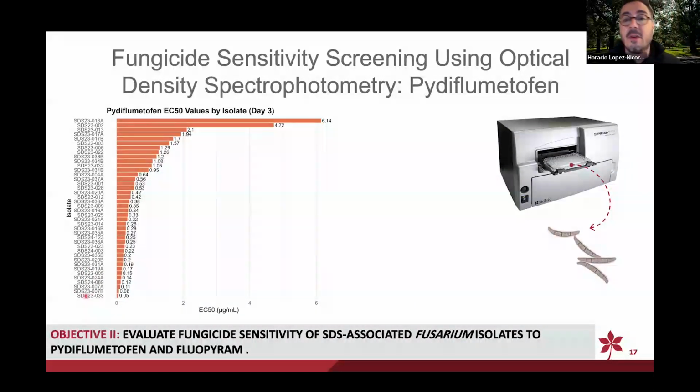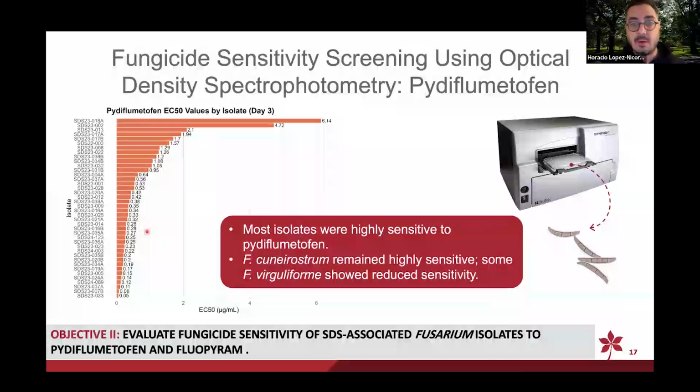But she also identified one additional species. So two fields in Ohio had an additional, different species that causes SDS. So that's good. We know that it's not just the most common one, which is virguliforme. But what we can see here is that when we expose them to PD flumetofen, most of these isolates are highly sensitive, and that's what we want. We want to see low levels of this EC50. They're very low, as you can see here, with some of them showing some reduced sensitivity, but overall really good.